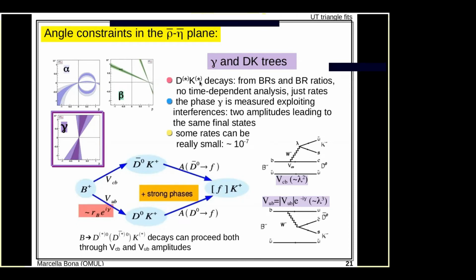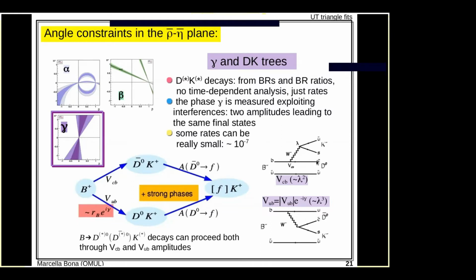So D star, K star, D, K star, D star, K, and so on. There's no time dependent analysis. So it's just this number of events that you get. CP violation always has to come from an interference between amplitudes. So as I mentioned, you have to have two ways to get from your initial state to your final state.